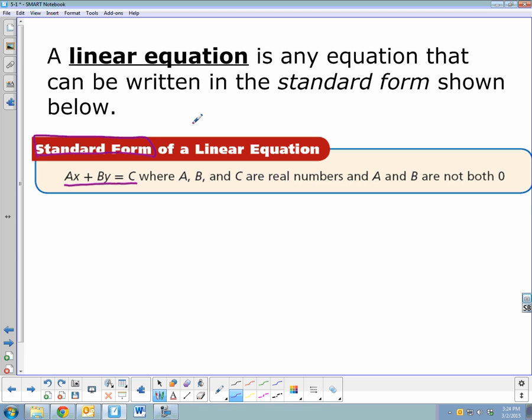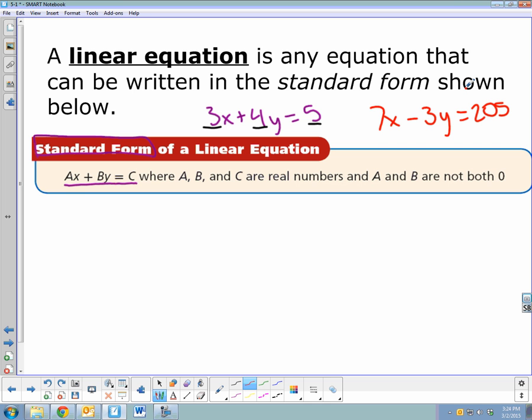And so if we can put an equation in this form, ax plus by equals c, where a, b, and c are numbers, and a and b are not both 0. An example of that would be if you had, let's say, 3x plus 4y equals 5. That's a linear equation. Right, it's some number x plus some number y equals some number. If you had 7x minus 3y equals, I don't know, 205.